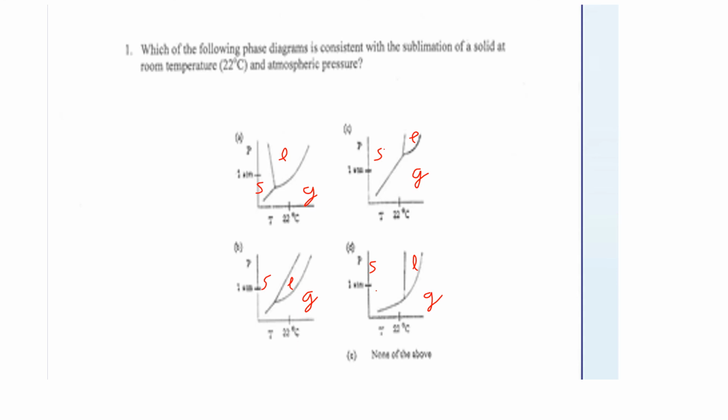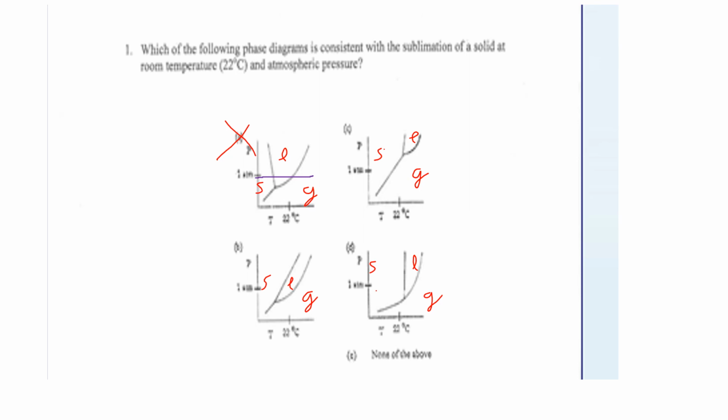So we go through at 1 atmosphere. Are we going to go directly from a solid to a gas, and is it going to happen at 1 atmosphere? So our first choice, we're going across at 1 atmosphere, we're solid, then we go liquid, then we go gas. So that's not going directly from a solid to a gas. So we can rule out choice A, that does not look good.